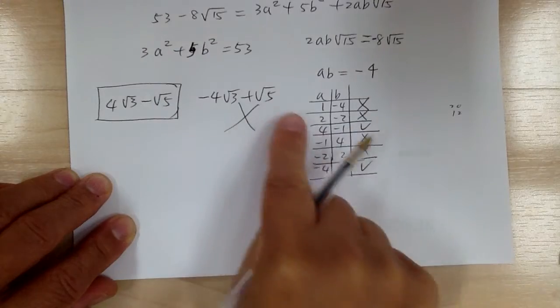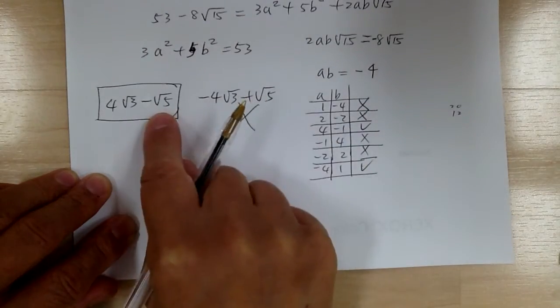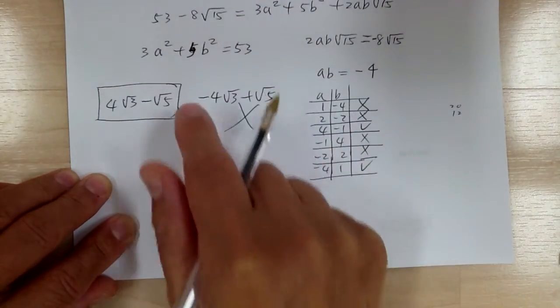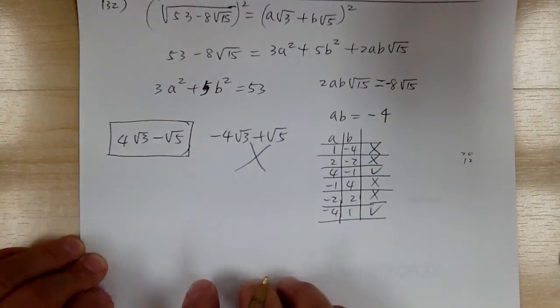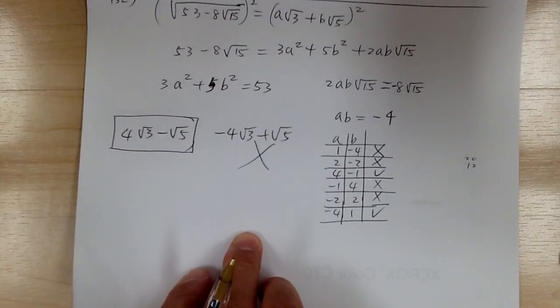So you can always check. Okay. So once you get your candidates, write it down and you check each one, see if it's reasonable. Okay. Let's go to 133.